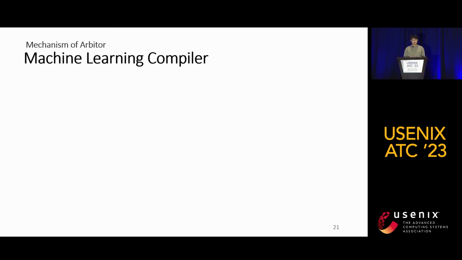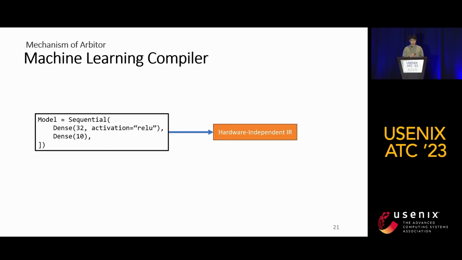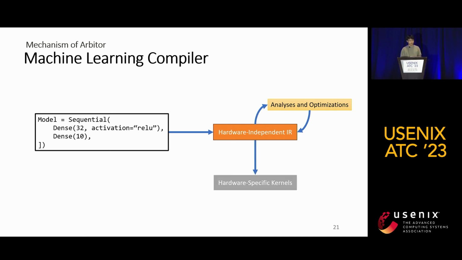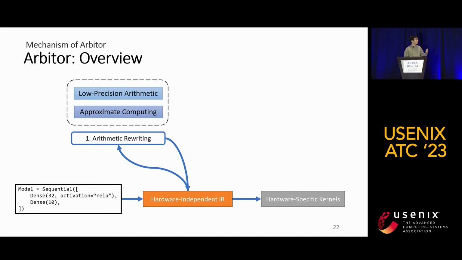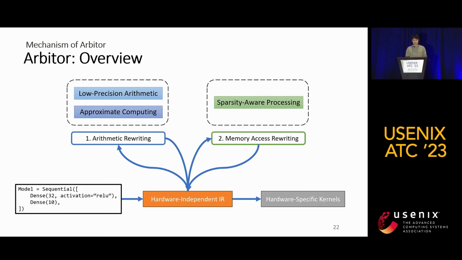Arbiter is built on top of machine learning compilers. Modern machine learning compilers, such as XLA, TVM, and Glow, take a computation graph, transform it into hardware-independent IR, perform certain analysis and optimizations on top of that, and ultimately lower to hardware-specific kernels. Built on top of a machine learning compiler, Arbiter primarily performs 2 operations. First is arithmetic rewriting for emulating low-precision arithmetic and approximate computing. The second is memory access rewriting for emulating sparsity-aware processing.